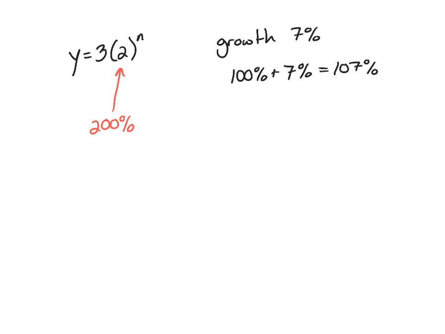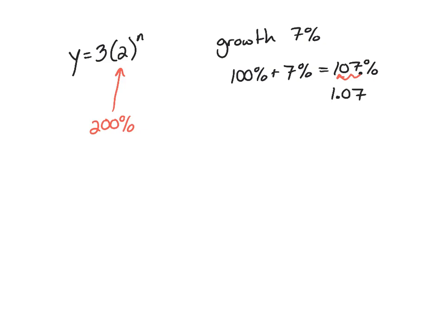So to find my multiplier, I would have to move my decimal point 2 times to the left. I would have to turn that percentage into a decimal. Right now my decimal point is right there, so I move 2 times to the left, and I end up with a multiplier of 1.07. So to get a growth of 7%, I'd have to use the multiplier of 1.07.